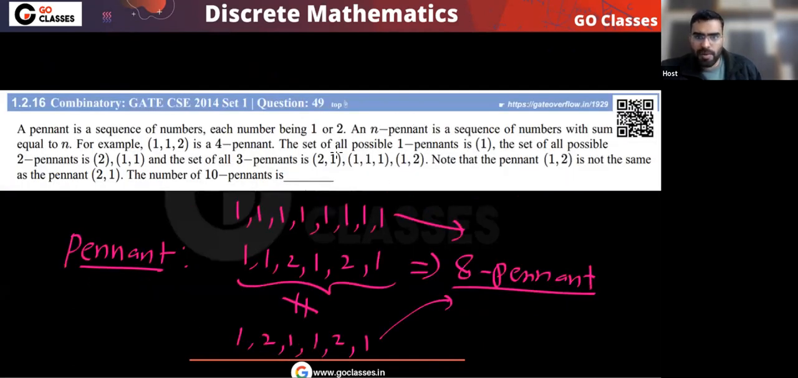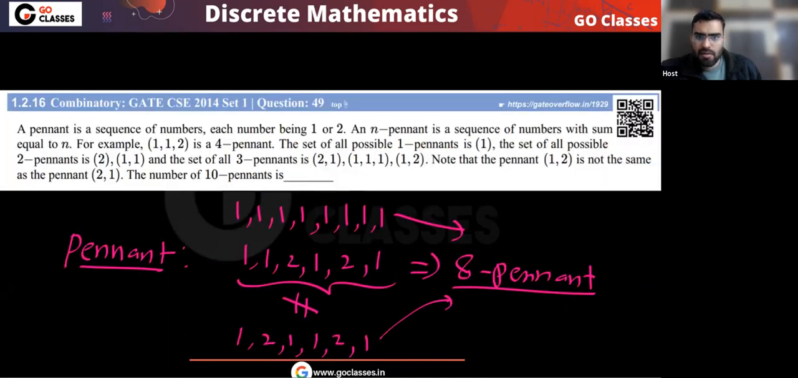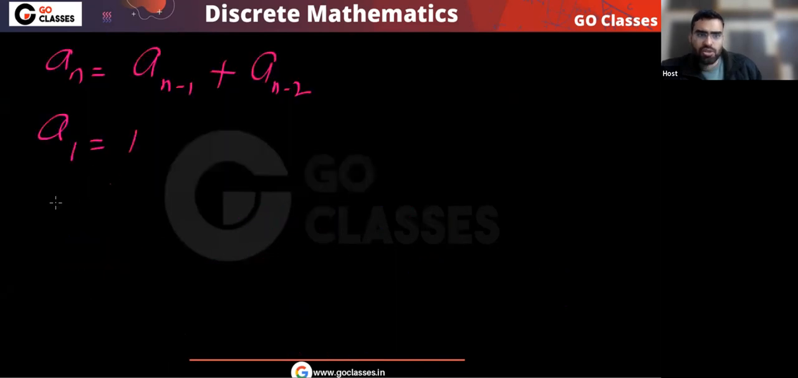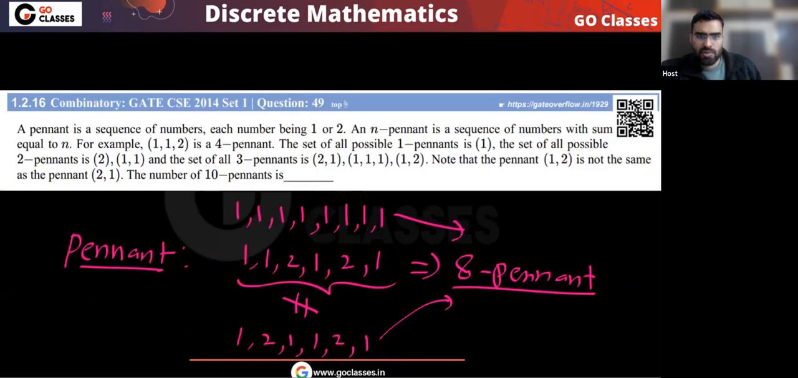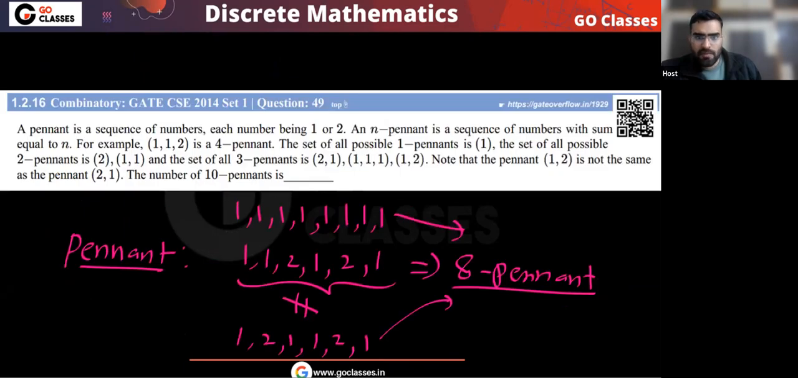For example, the set of all possible 1 pennants is already given to you, and the set of all possible 2 pennants is also given to you. The set of possible 3 pennants is also given. So A1, A2, and A3 are given, you can just check it out. Now you can very easily find A10, which is what the question is asking.